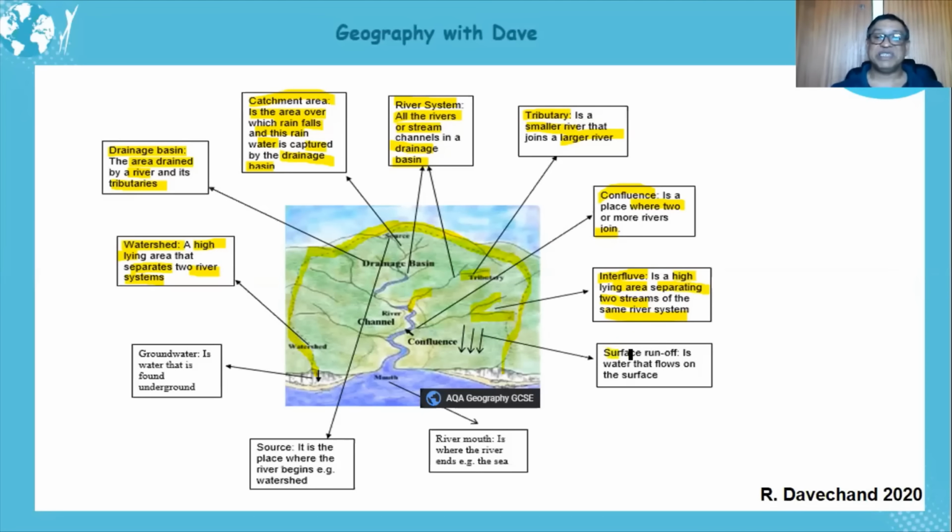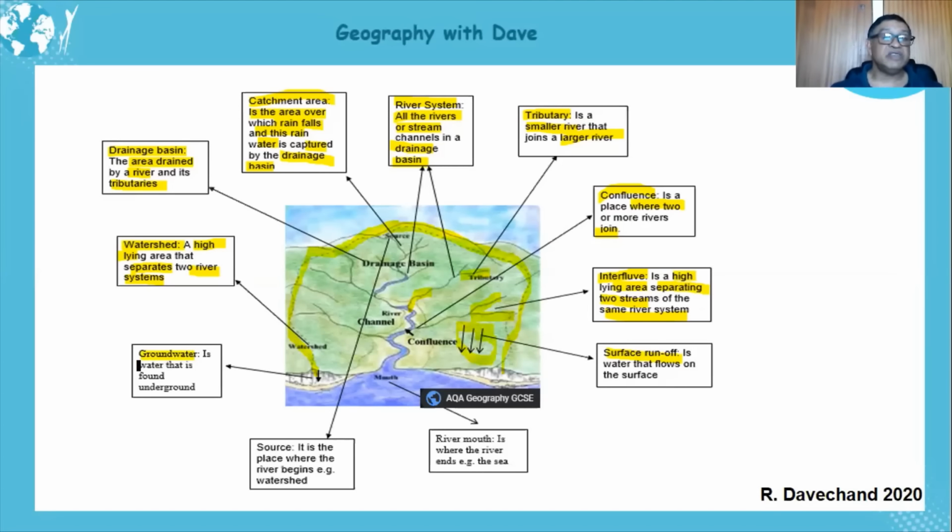Then we have the surface runoff, or sometimes it's called runoff. This is when water flows on the surface. Okay, it flows on the surface. All right? And then you've got the groundwater.